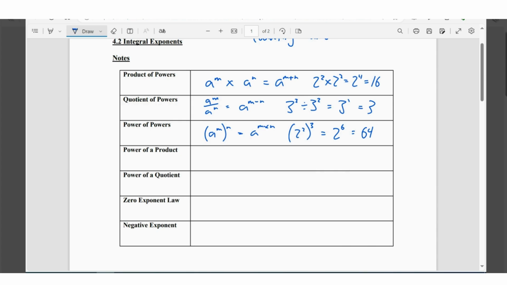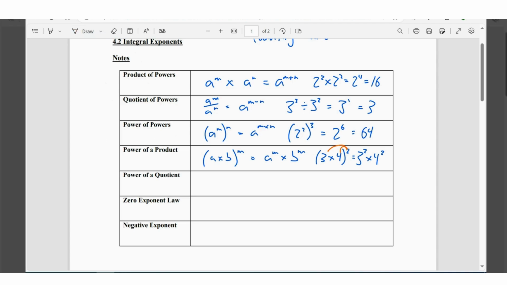The power of a product means that if we have a times b to the power of m, that's the same as a to the power of m times b to the power of m. So this is, I think, more useful when you have letters. I mean, sometimes you might solve inside the brackets first. Sometimes you do, sometimes you don't. So if you have, say, for example, I'll show it with numbers though, 3 times 4 squared, that's the same as 3 to the power of 2 times 4 to the power of 2. So you can distribute the outside exponent inside.